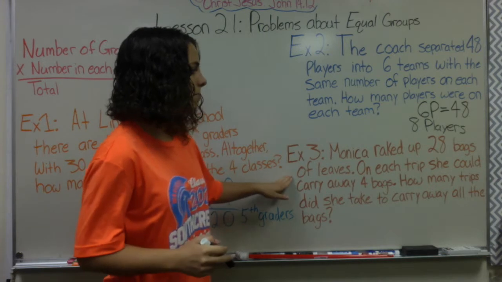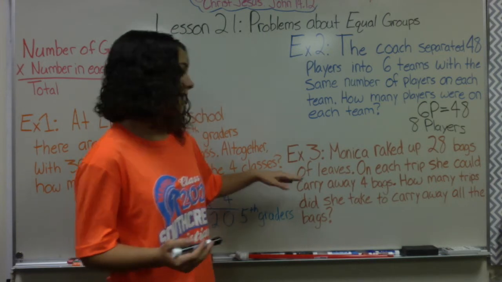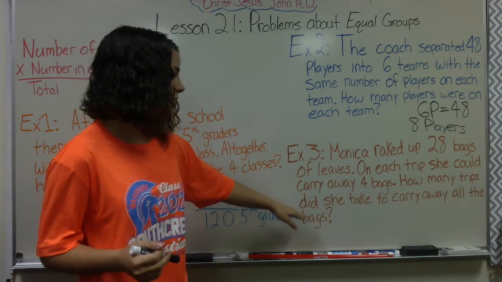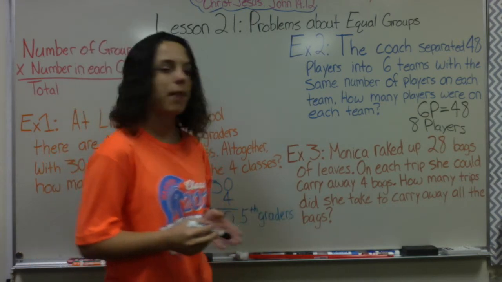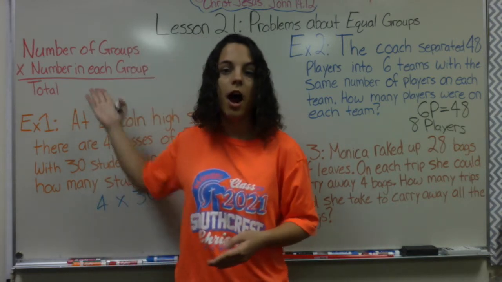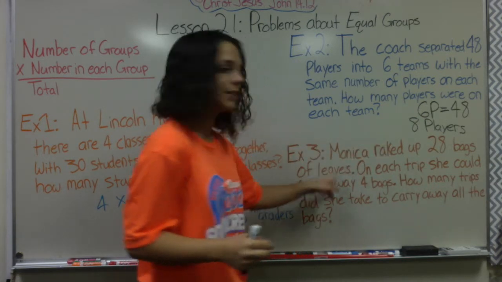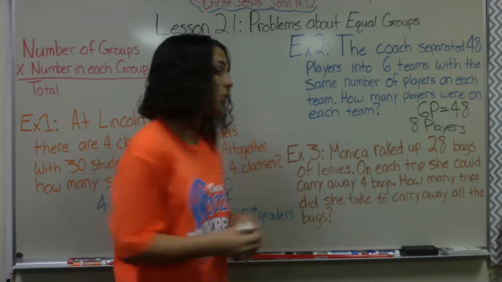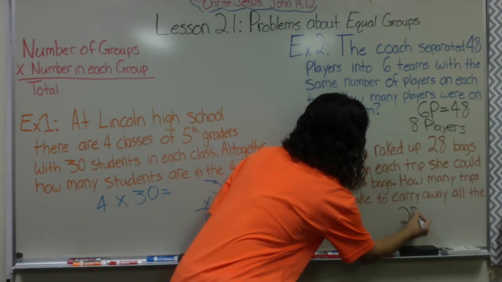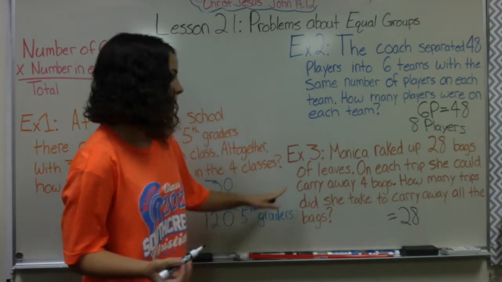Example 3, Monica raked up 28 bags of leaves. It's a lot of leaves. On each trip, she could carry away 4 bags. How many trips did she take to carry away all of the bags? So looking at this problem and looking at our setup, I know the total amount. She raked up 28 bags of leaves. That's altogether the total amount. So 28 is my total amount to my multiplication problem.